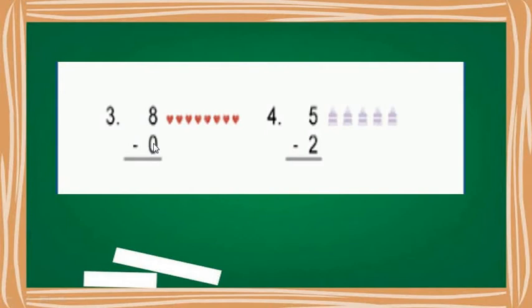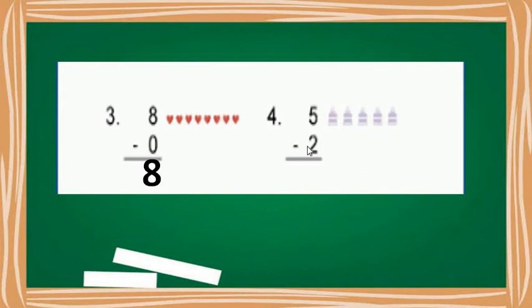Sum is 8 minus 0. What is the sum? 8 minus 0. Now what should I do? Should I cross out any object out of the given? No, because the sum is 8 minus 0, which means I don't need to cross out any object. So what will be the answer? The number itself. 8 minus 0 is equal to 8.